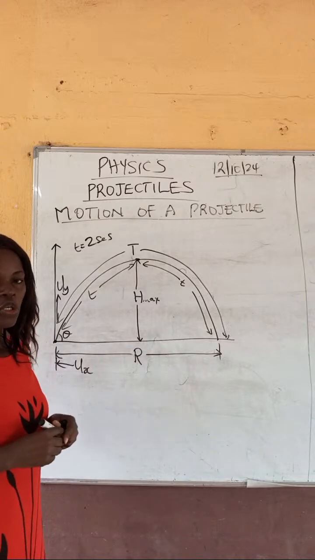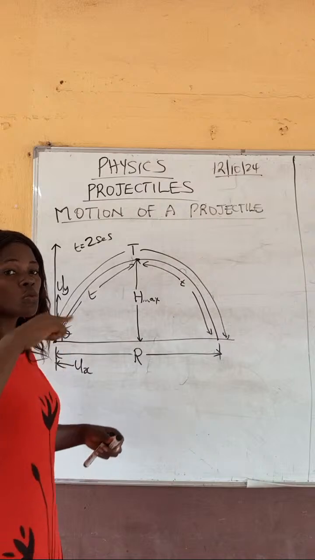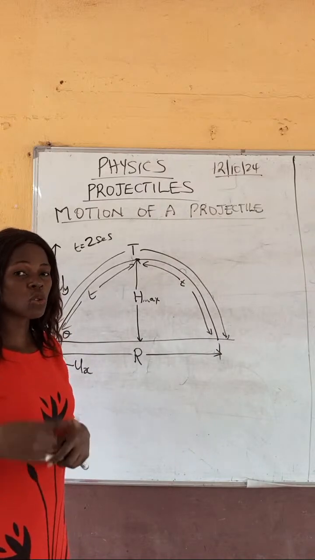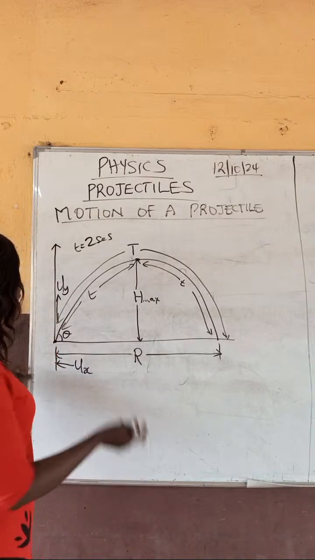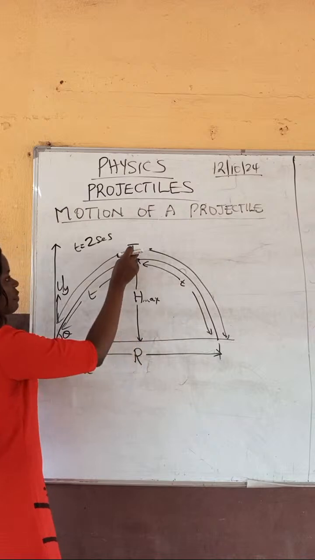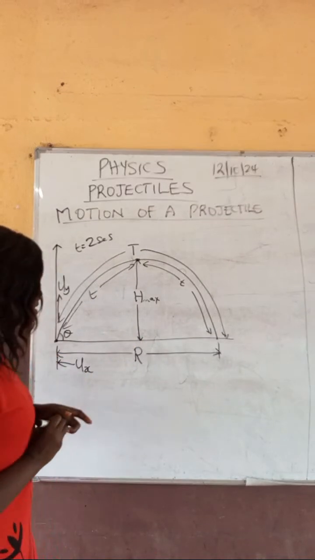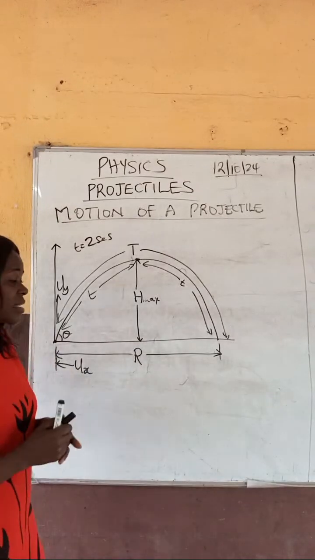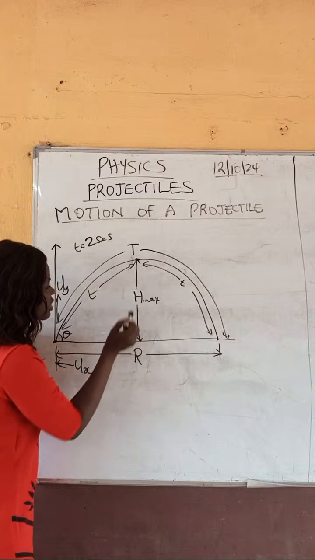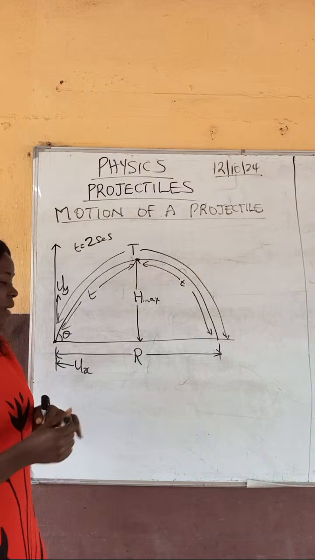So if they ask to calculate the total time taken by this object to return to the point from which it was projected, it is going to be these 2 seconds here plus another 2 seconds here. That will give me my total time of flight. Now, we are also expected to know the maximum height which the object has reached. Then we are also expected to know the range.